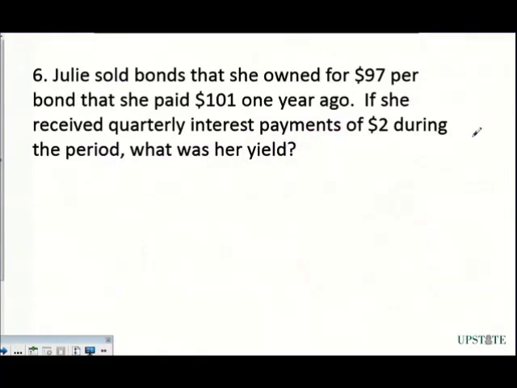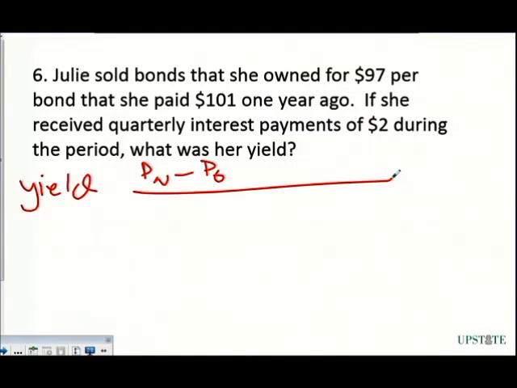Now, number 6, we are looking at computing our yield. So this is our yield on an investment that we had. Basically we use our equation for yield, and that is going to be our new minus old over old. So it's our new price minus our old price divided by our old price. This is going to be our capital appreciation yield. But then we also have to add on to this the possibility of receiving interest payments and dividend payments.